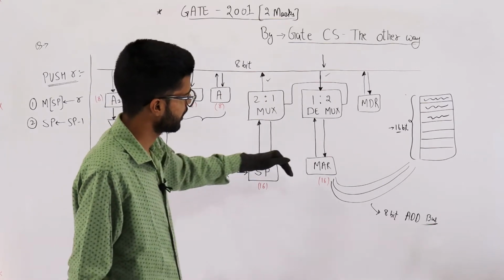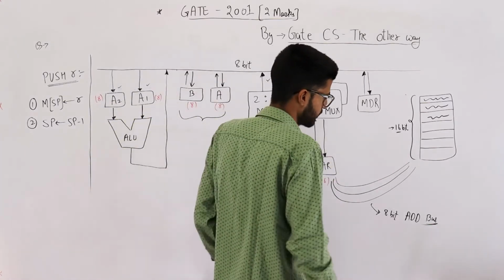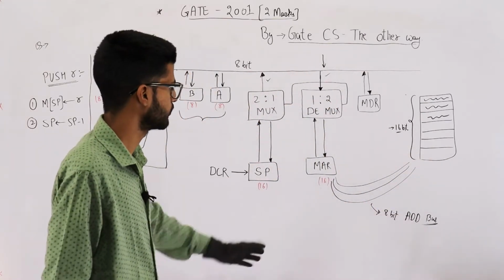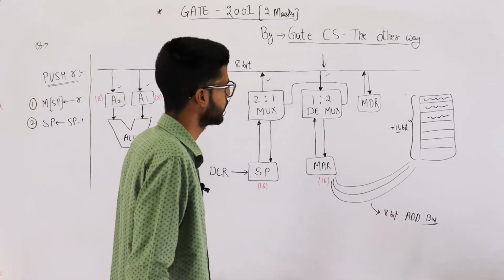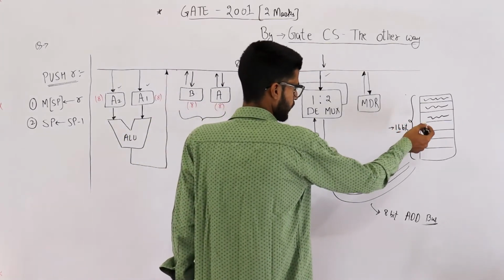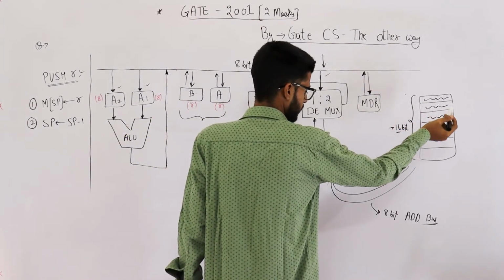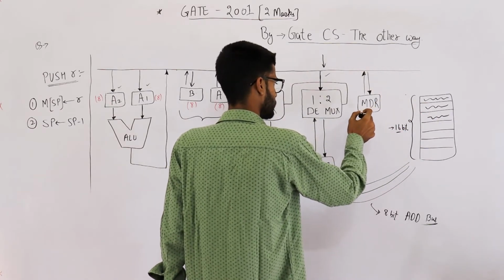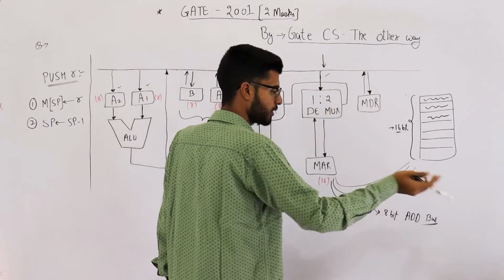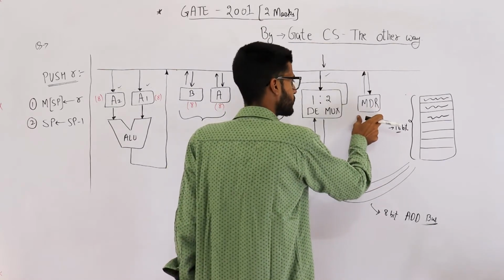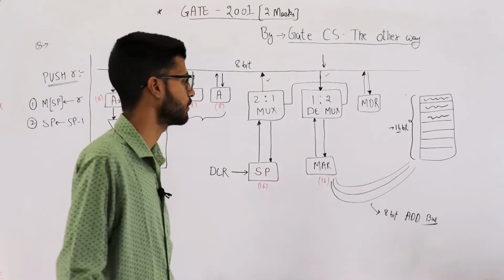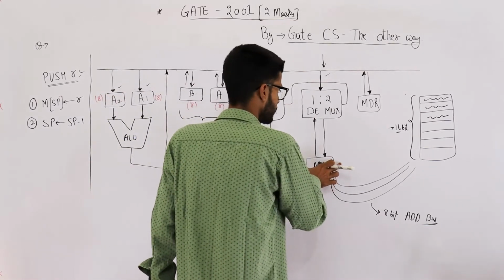Then this memory address register, because it's connected to this memory, will select whatever location is pointed to by the address, and the data at that location will be fetched into the memory data register. Or if we want to write to memory, then whatever is present in this memory data register will be saved into the location pointed to by this address. Okay.